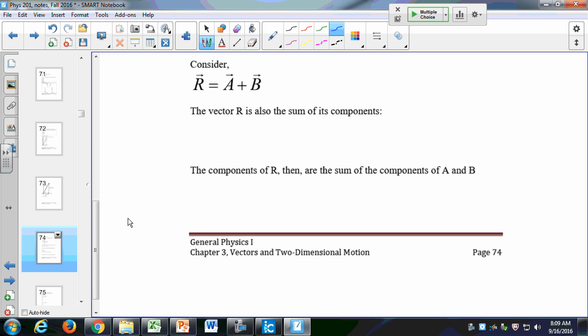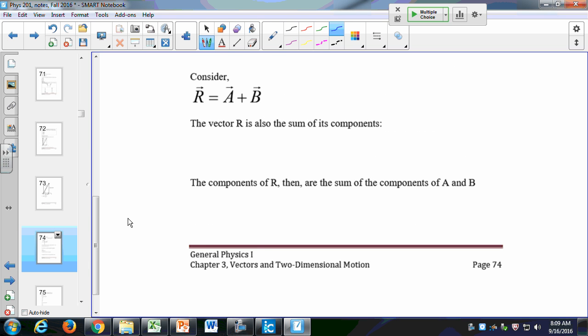Okay, so now to add vectors. This is going to be our numerical way of adding vectors. If we take two vectors, A and B, and we want to add them so that their sum is R, we want to know what is the sum of these two vectors. We're going to say that R is equal to A plus B.